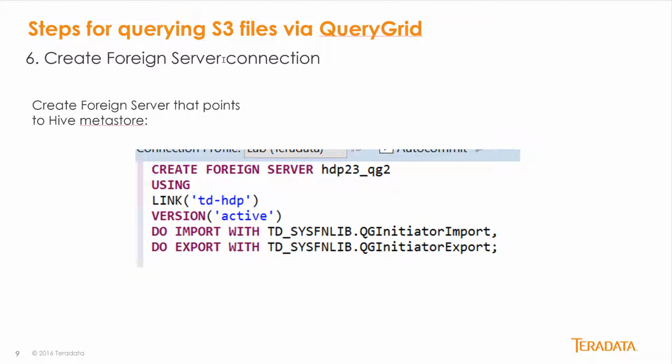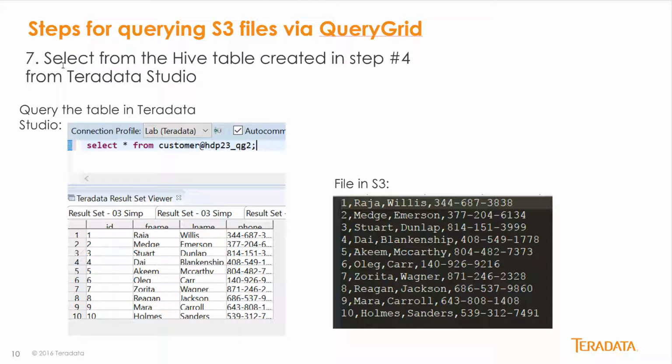And then we're going to create a foreign server if you haven't already in Teradata. This will allow QueryGrid to reach out to S3 via Presto. And then lastly, we're going to use Teradata Studio to select from that table, which is actually based upon the files in S3.